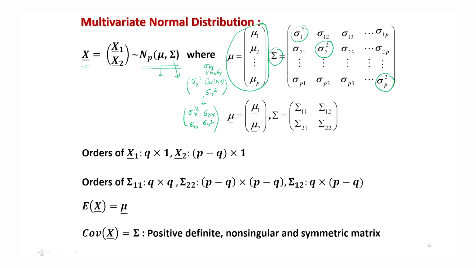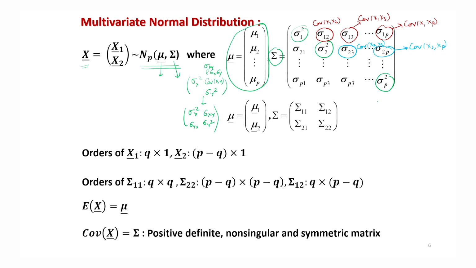Now on the off diagonal elements, we are trying to consider the covariances. So sigma 1 2 is the covariance between x1 and x2. Sigma 1 3 is the covariance between x1 and x3, and sigma 1p is the covariance between x1 and xp. And similarly, if you consider the second row, sigma 2 3 is the covariance between x2 and x3, and sigma 2p is the covariance between x2 and xp, right?